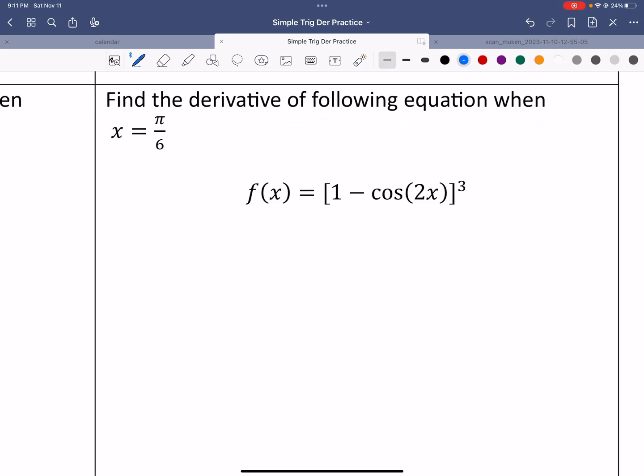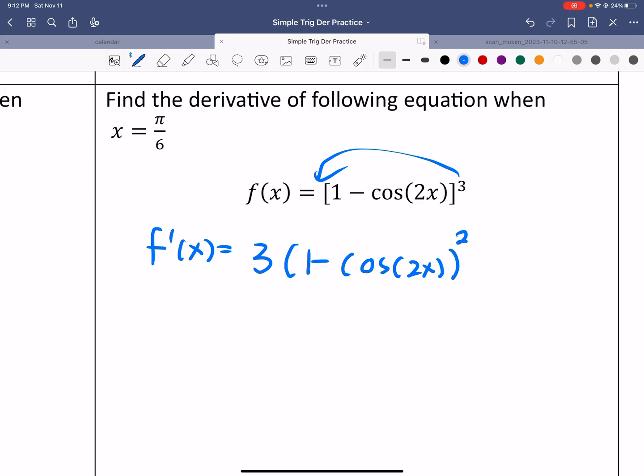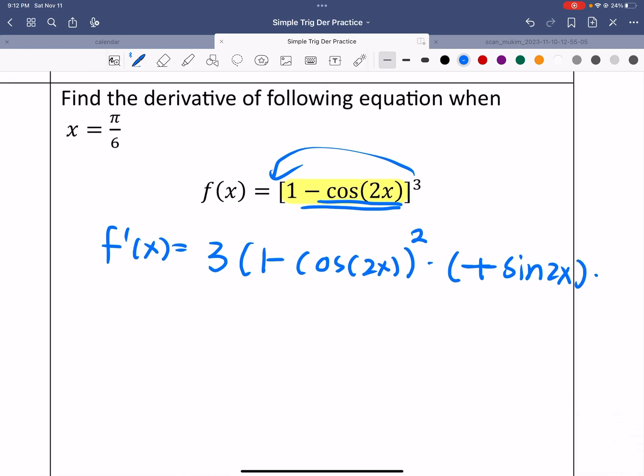Do you see it's a power rule in this case. So if you derive it, this one comes to the front, right? So it's a 3, 1 minus cosine of 2x squared, times now the derivative of the inside. So 1, I don't care. So I'm going to derive negative cosine. It's going to be negative sine. I still have a negative. But if I derive negative cosine 2x, that's going to be another negative, which becomes positive sine 2x, times derivative of this one, which is 2.